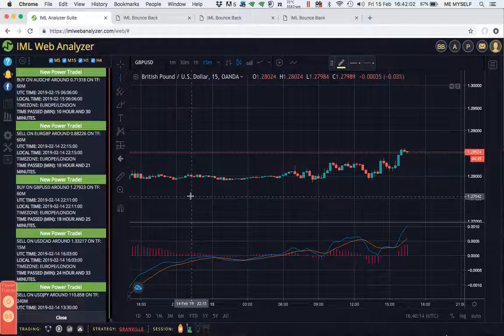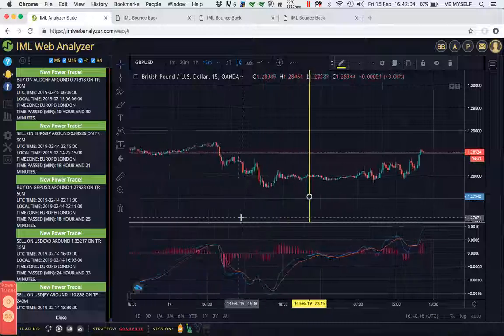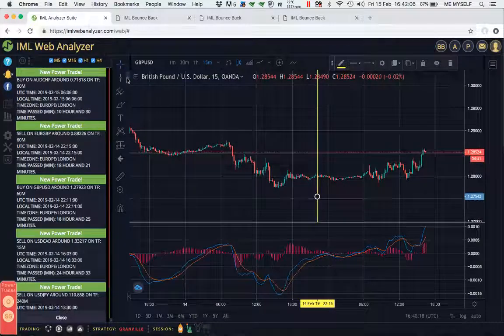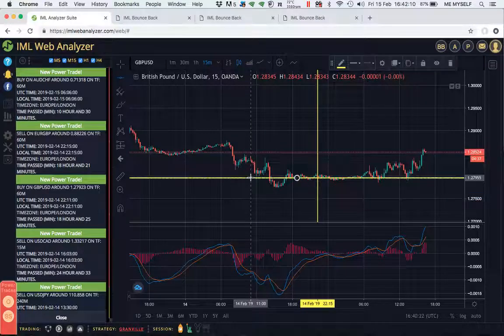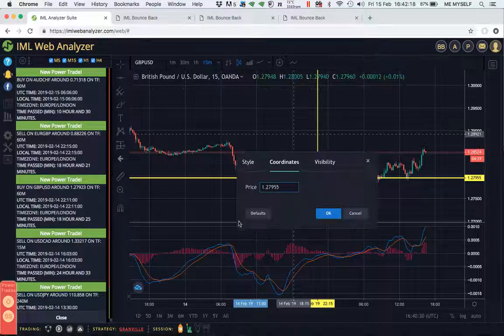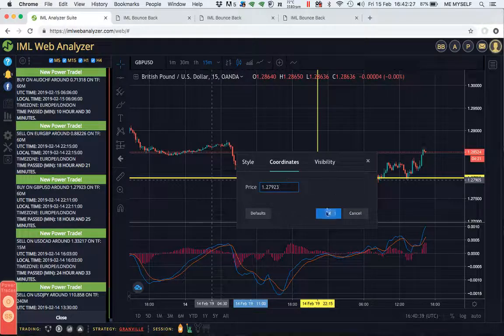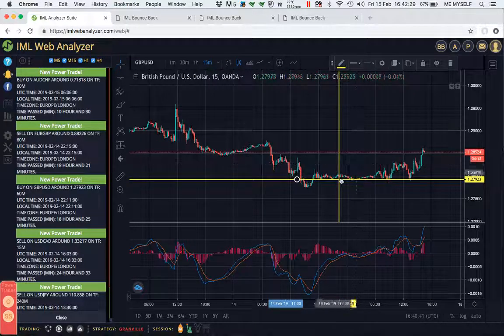All right, so just around this price it was called at this time, and then the price it was called at 1.27923. Okay, 1.27923 right there. Okay, boom. So there we have it, time and price.